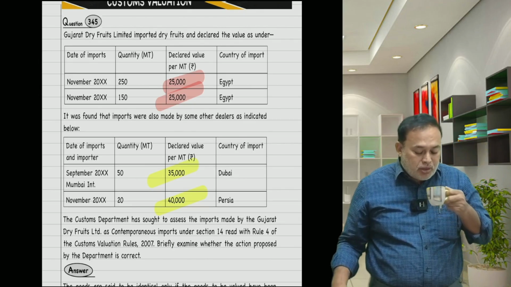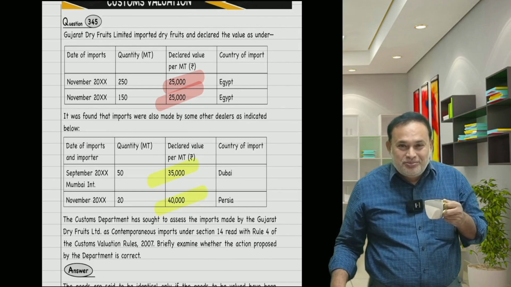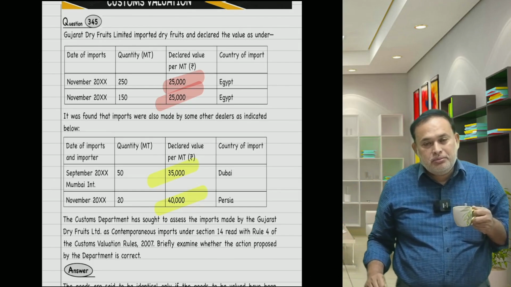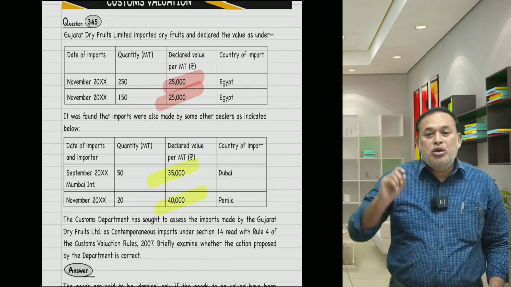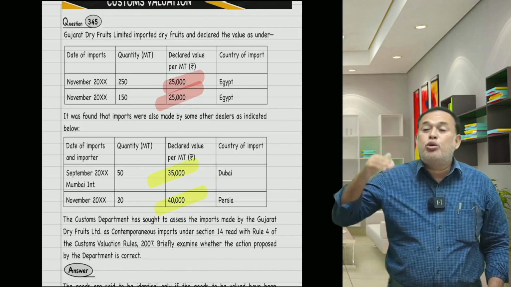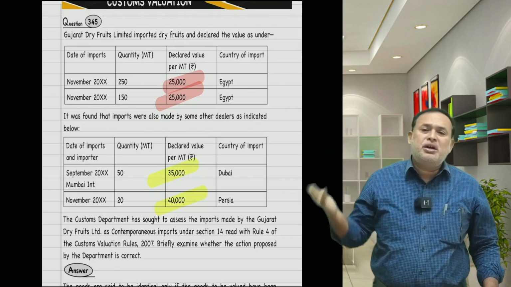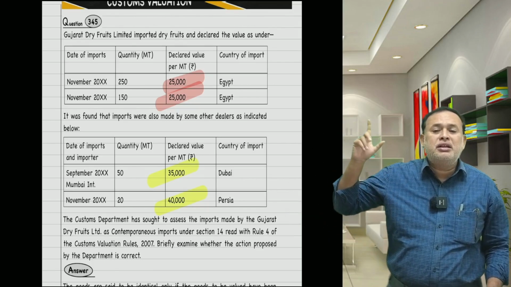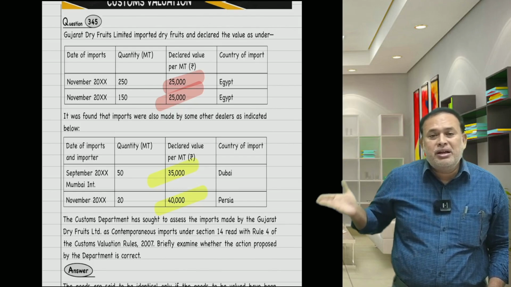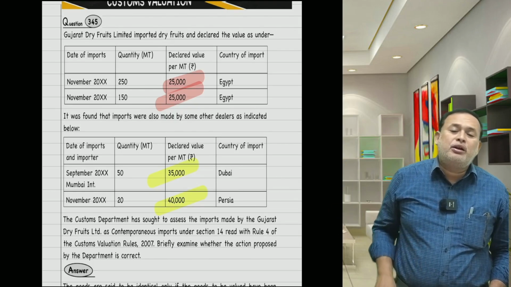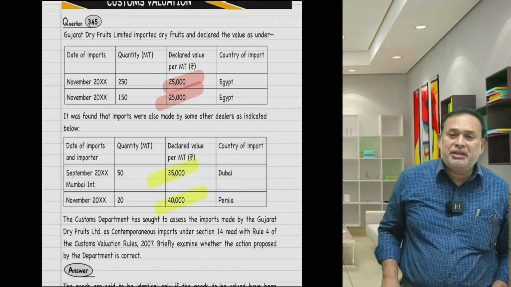Why not? Yes, that is the country of import. Identical goods of whom? The exporter country, the exporter's identical goods. If not available, some other manufacturer of the exporter country, Egypt. Other manufacturers of the identical goods should be considered. You cannot take Dubai and Persia as the identical goods. The department's action is not correct in the given case.